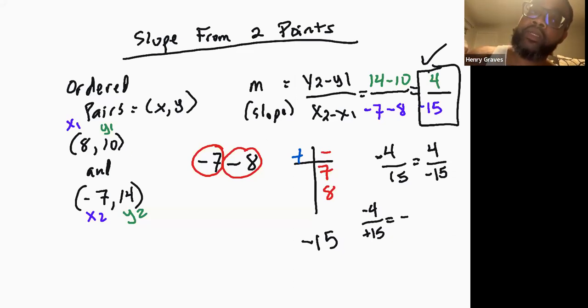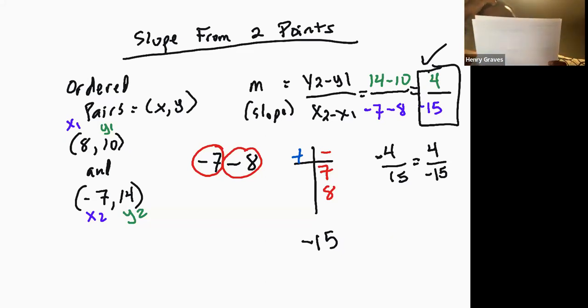Now let me do another one so that we can get a better grasp of finding the slope of 2 points. Let me do smaller numbers here. Let me do (-3, 1) and (-17, 2). So again, I write my formula down. M is y2 minus y1 divided by x2 minus x1.